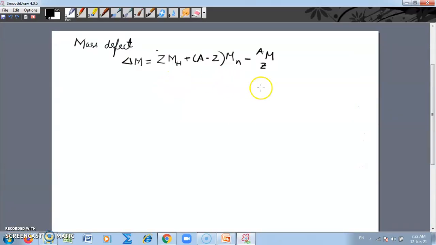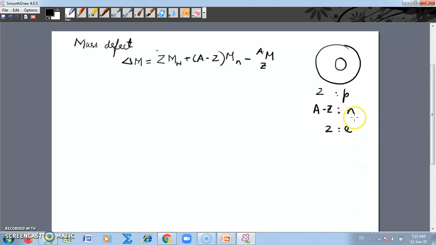We were here. So we had an atom which had Z protons and obviously A minus Z neutrons. So this is an atom, this is the nucleus, and obviously we'll also have Z number of electrons. So the total mass of this atom when measured is this much.